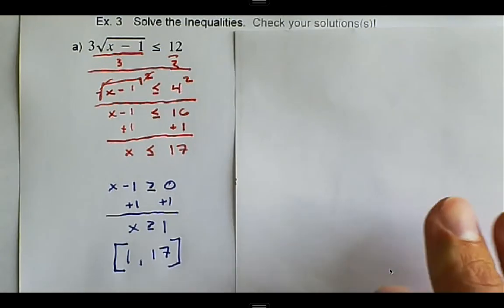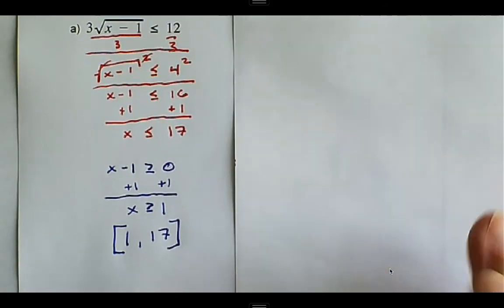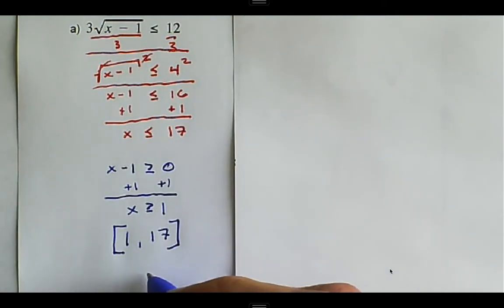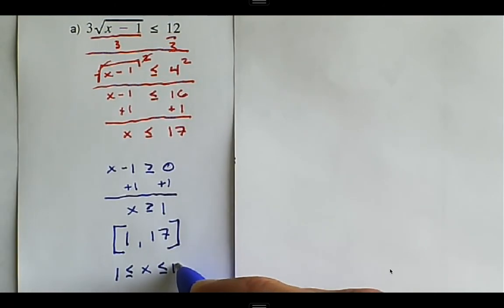We can also write this in set builder notation, where 1 is our lower limit and 17 is our upper limit.